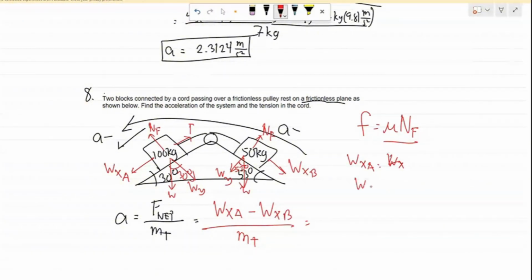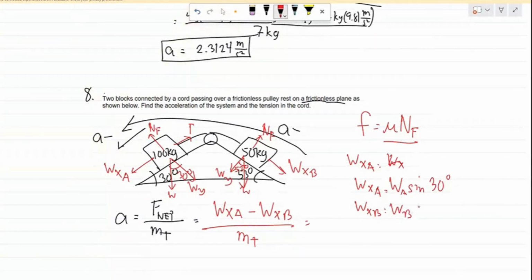So, by the way, WXA is simply WA pala. Okay, sine of 30 degrees. Then, yung ating pong WX sabi naman, that would be WB again, sine or cosine ng 53 degrees. Okay, so dapat guys, itong mga part ito, dapat alam na din po natin. And that would be sine of 53 degrees.